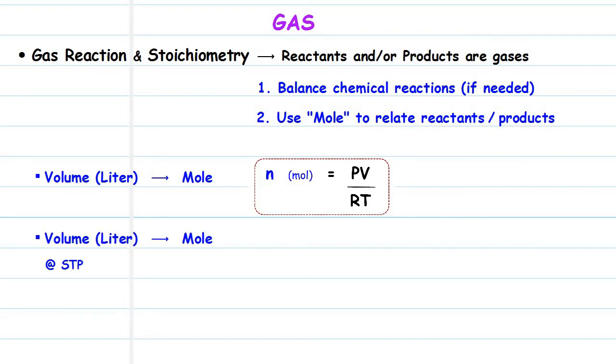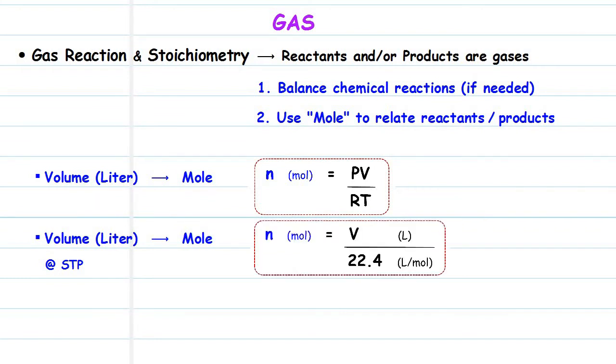Sometimes they may give us the volume of gas at STP, or standard temperature and pressure. We know that 1 mole of gas at STP will occupy 22.4 liters in volume. To convert that to moles, we can divide the volume in liters by 22.4.